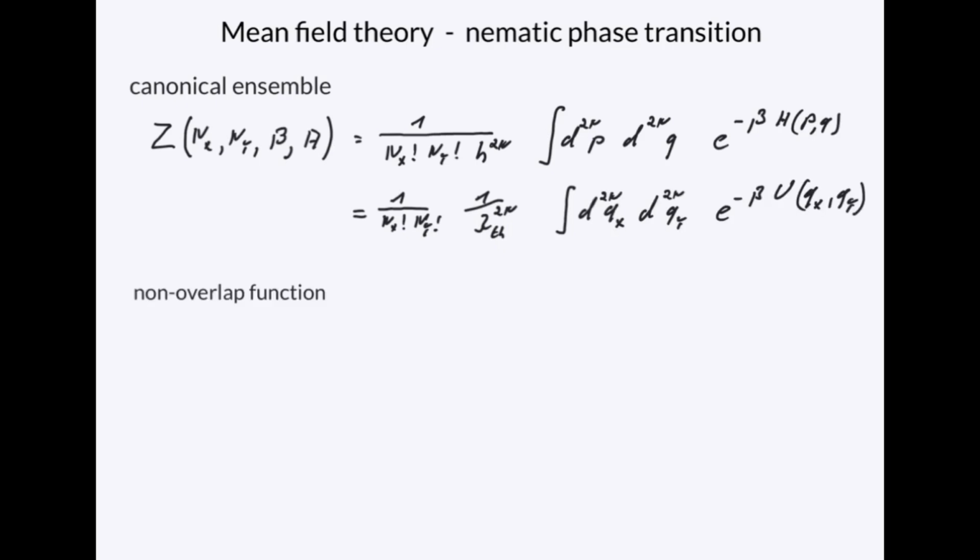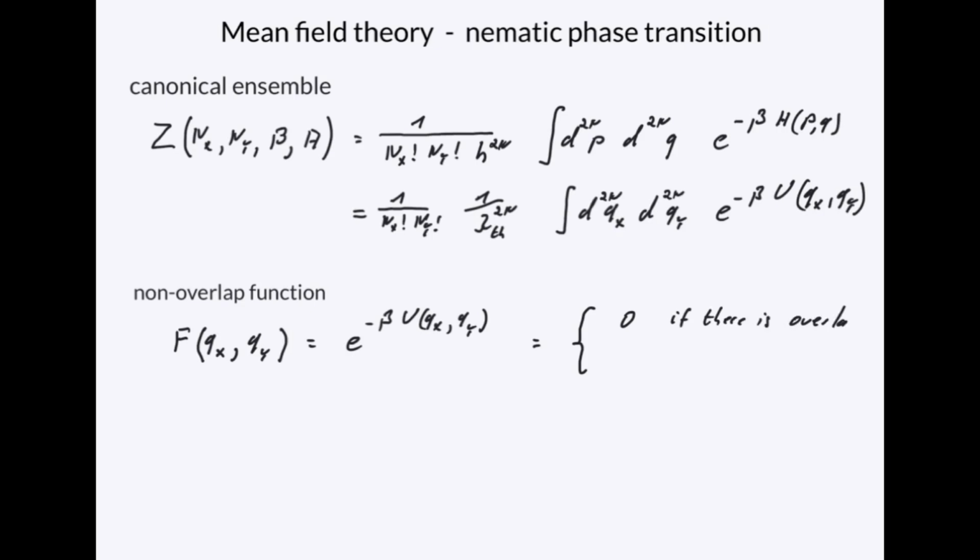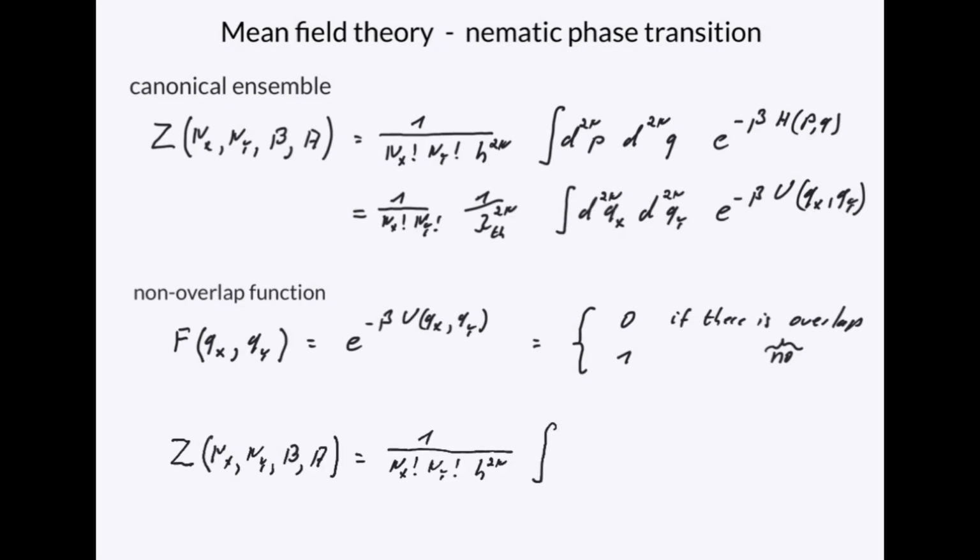Now we introduce a non-overlap function, f, which depends on all the positions of particles x and y, and is equal to e to the minus beta U of q_x and q_y, which is 0 if there is overlap and 1 if there is no overlap. We can rewrite the partition function in terms of the non-overlap function.